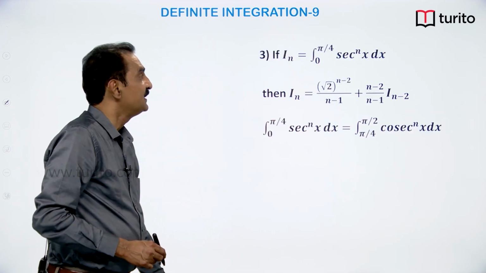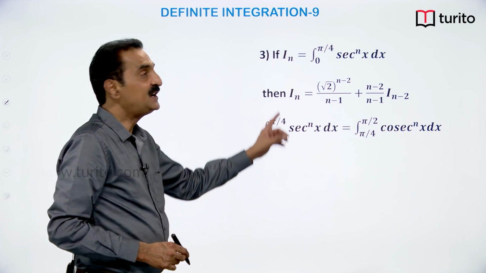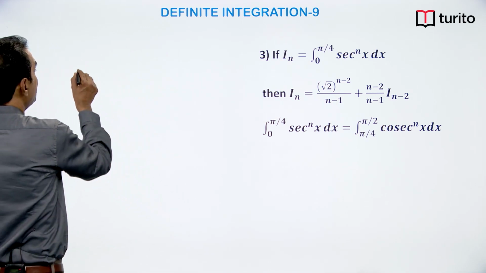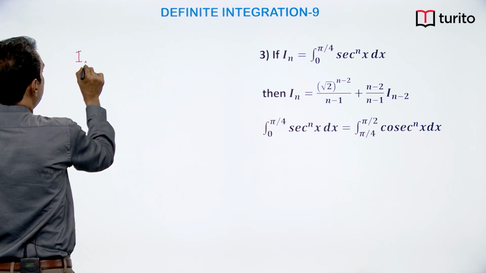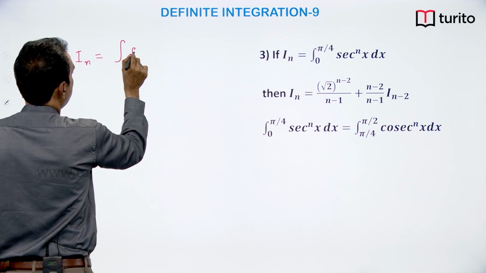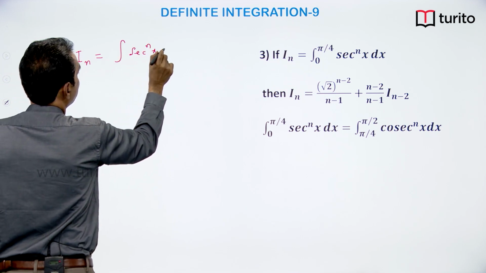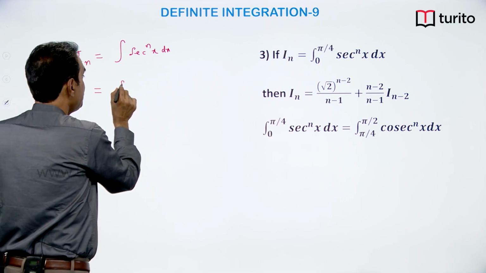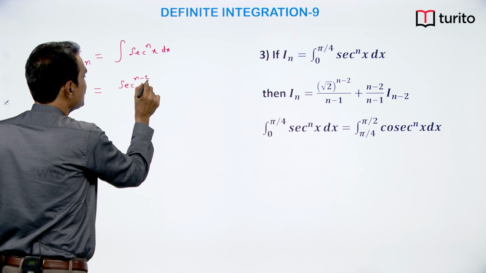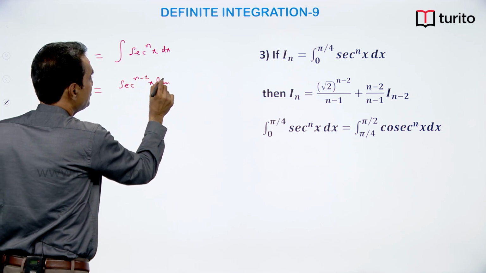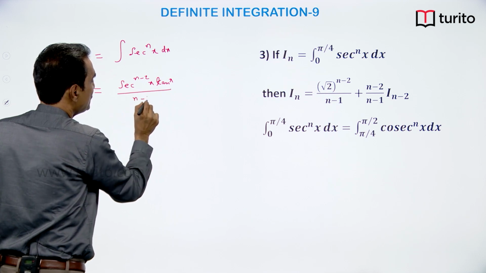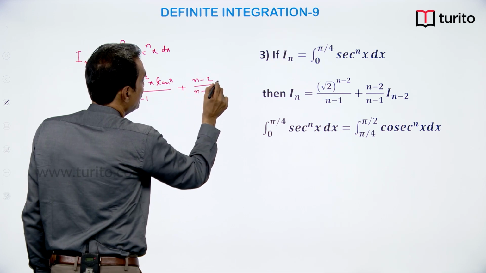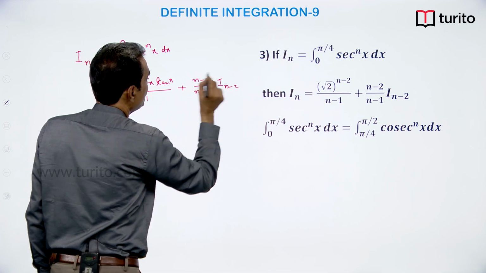And similarly, if In is equal to the integral of secant power n x dx, the limit should be 0 to pi by 4. What is the formula in indefinite integration? If In is equal to the integral of secant power n x, then the reduction formula is secant power n minus 2 x into tan x by n minus 1, plus n minus 2 by n minus 1 into I n minus 2. This is the reduction formula.